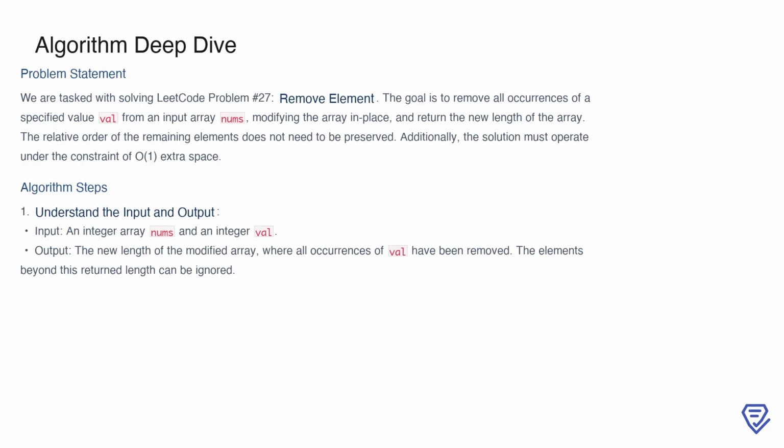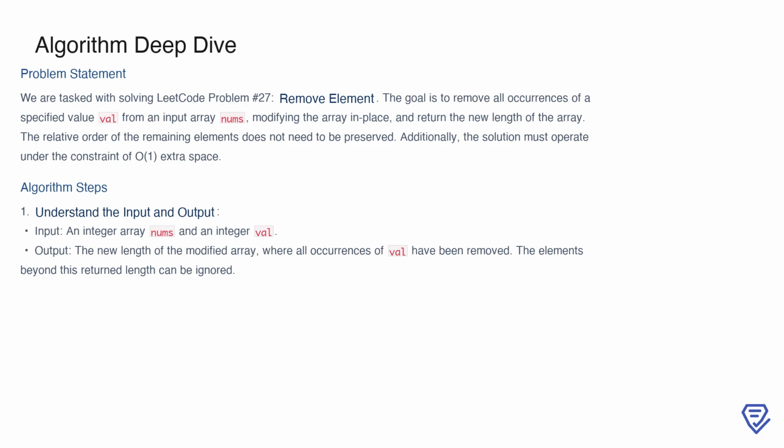The problem we're tackling is LeetCode problem number 27, Remove Element. Here, the objective is to remove all occurrences of a specified value, val, from an input array nums. Importantly, this must be done in place, which means directly modifying the original array without creating a copy. The function should then return the new length of the array, and we can ignore the elements beyond this length.